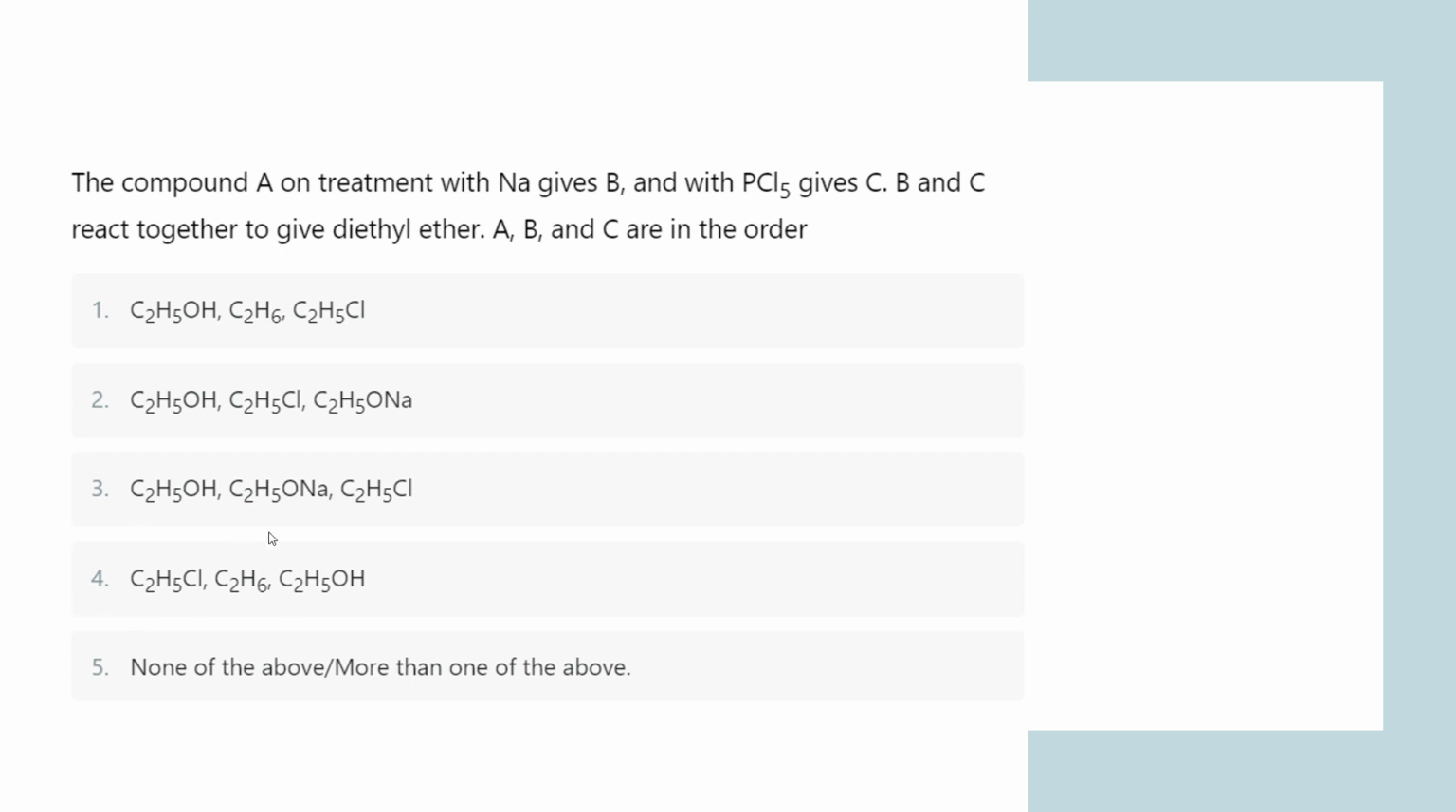So yes, here the compound B is shown correctly in option 4. But if we move to the compound C, in option 4 it is not correctly shown. Okay, alkyl halide doesn't undergo reaction with PCl5 to give you alcohol. So ethanol cannot be the compound C as dictated in option 4. So the only correct option in this question will be option number 3.